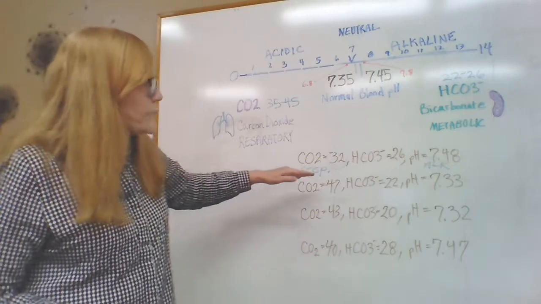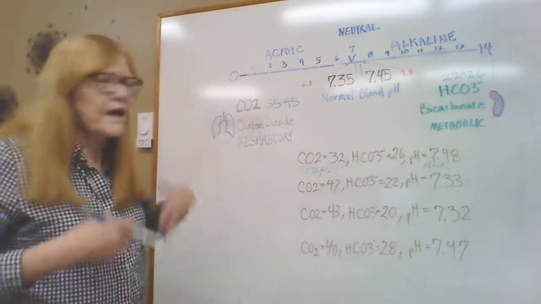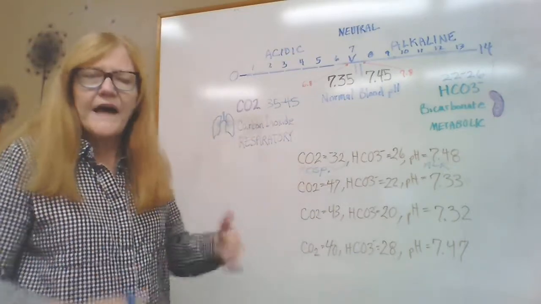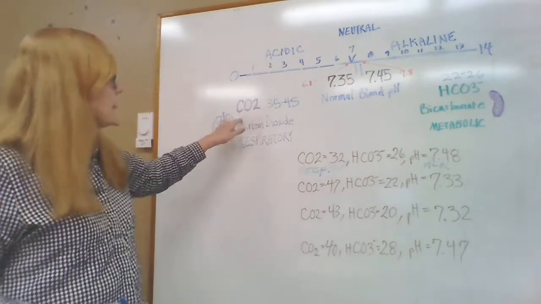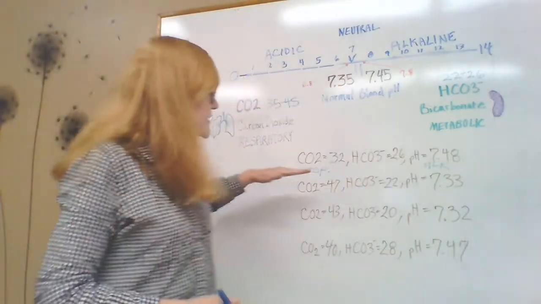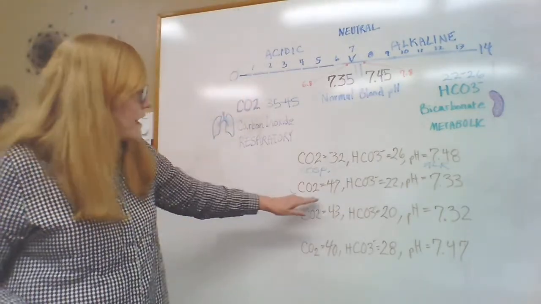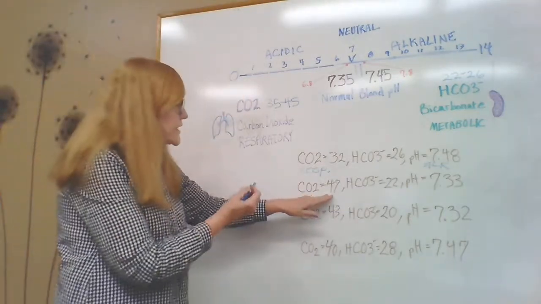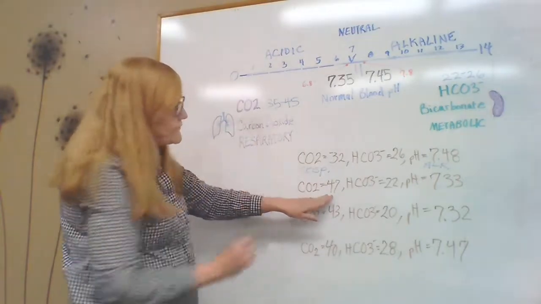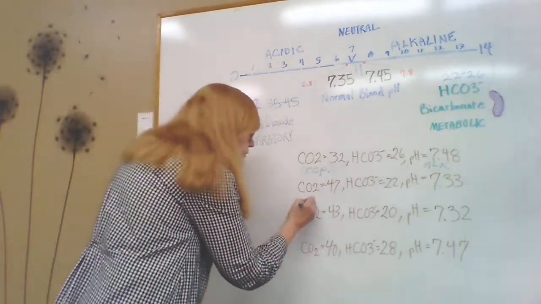So if you're breathing out too much carbon dioxide, it's low. I'm breathing too fast, I'm getting rid of too much acid, then I'm going to become alkaline. So this is respiratory alkalosis. Okay, the next one. Carbon dioxide, is it in the normal range of 35 to 40? No, it's a little too high, so there's a respiratory issue here.